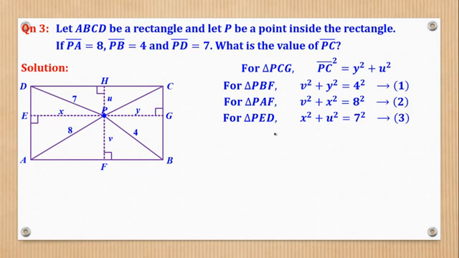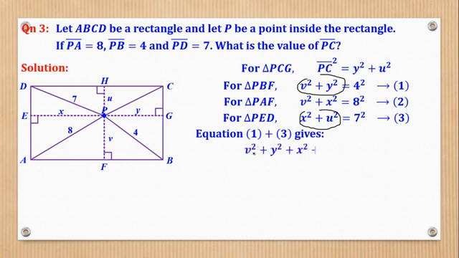Okay, so now I have 3 equations. How many unknowns? 1, 2, 3, 4. So let's see how we can look for a way of getting this by solving simultaneously. Let me first add equation 3 and equation 1. This and this. When I add the two, what will I get? I'll come up with v squared plus y squared plus x squared plus u squared is equal to 4 squared plus 7 squared.